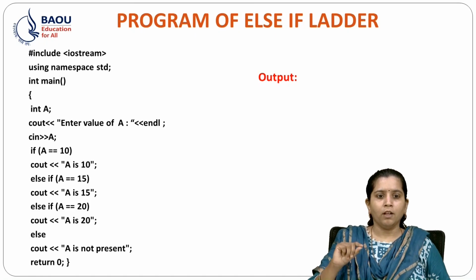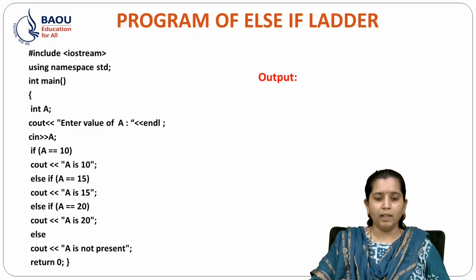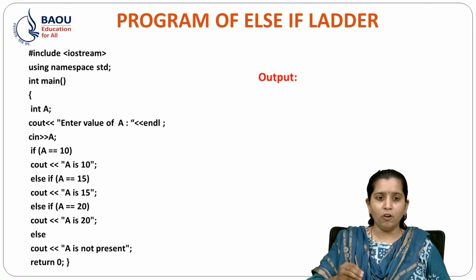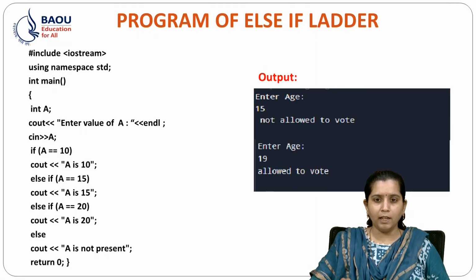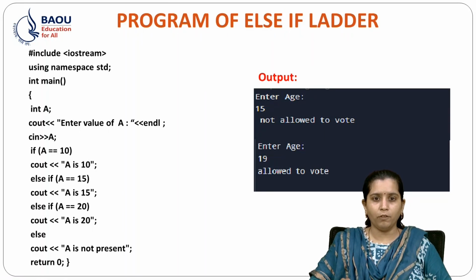Else if a is equal to 20, then this will be executed. And if none of these statements is executed, then the else block will be executed, that is a is not present. Let's see the output of this. Enter age 15, not allowed, that is a is equal to 15.